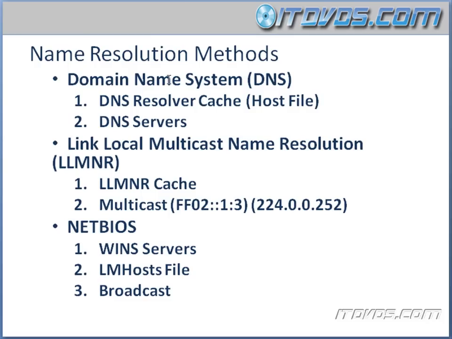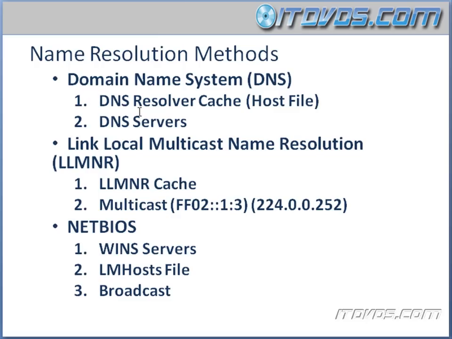DNS is the best, it's the most efficient, and Active Directory absolutely depends on DNS. So when we have a name like DC02 or dc02.itdvds.local, we're going to try DNS first. And it's important to understand the order in which Windows works to resolve a name using any of these methods.